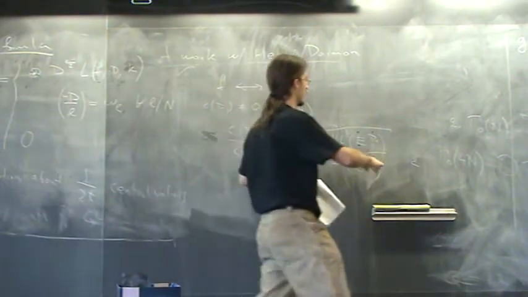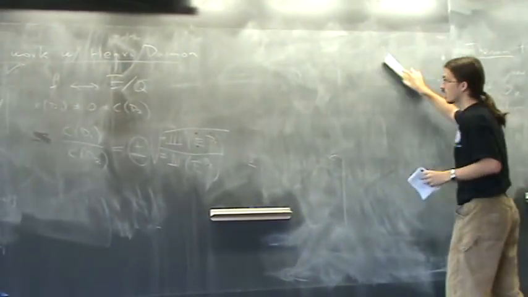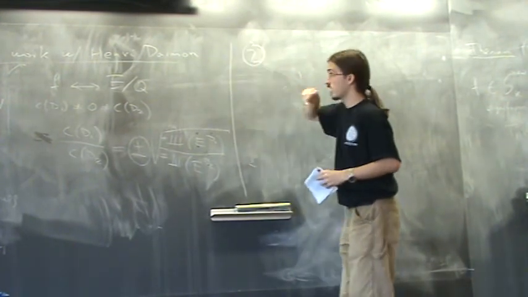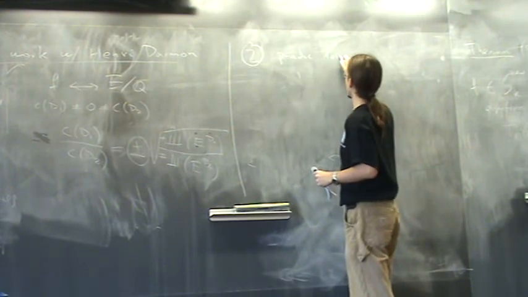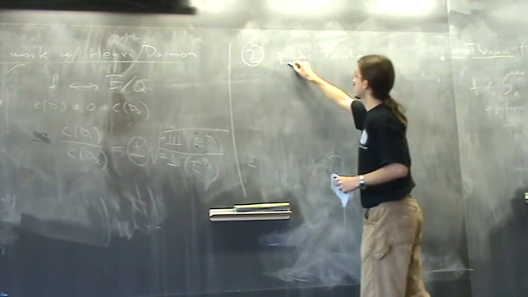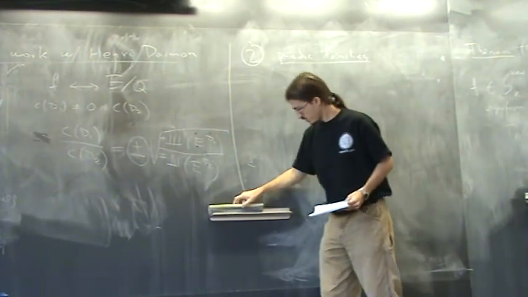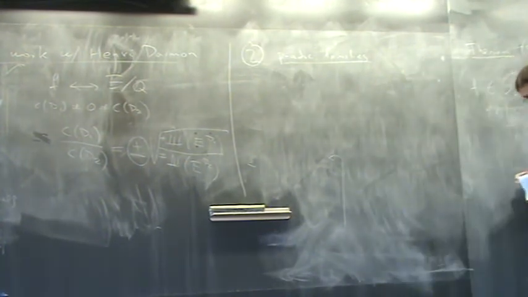So, okay, the second section was about p-adic families. I'm only going to recall briefly what a p-adic family of modular forms is and say something about how this interacts with the Shimura correspondence.